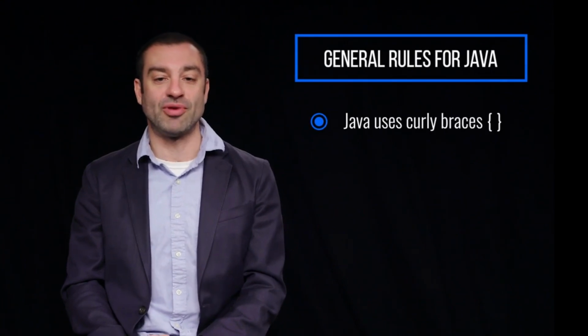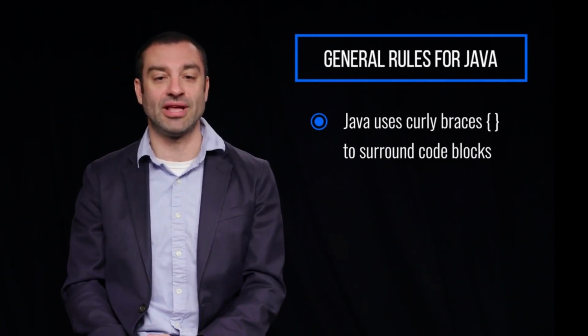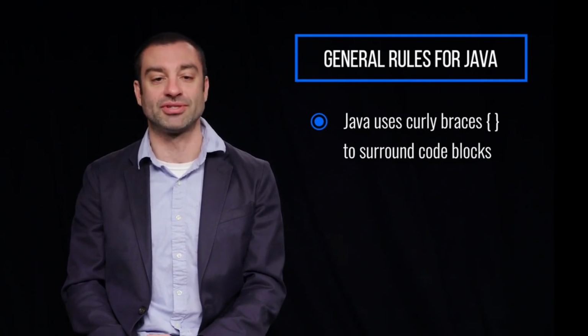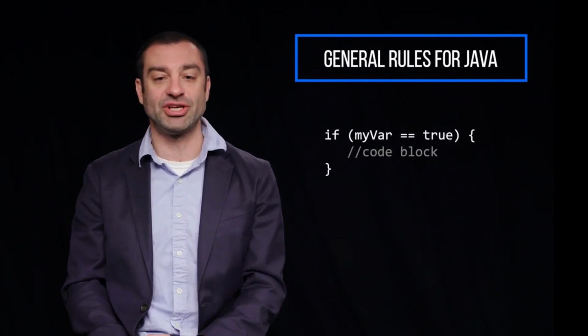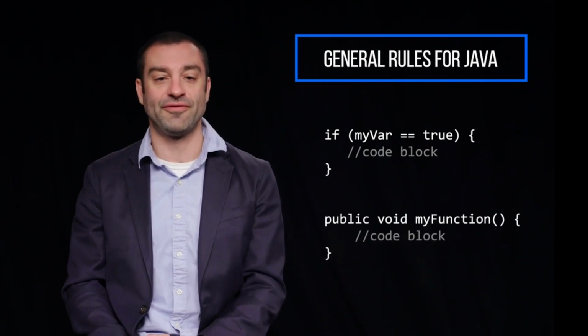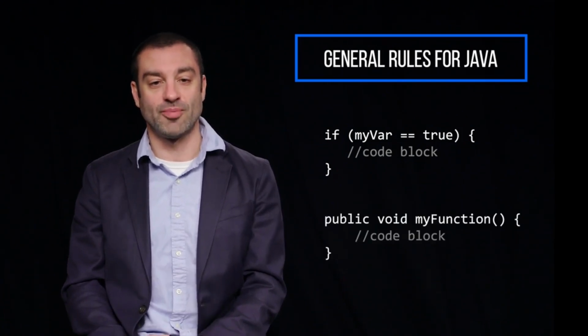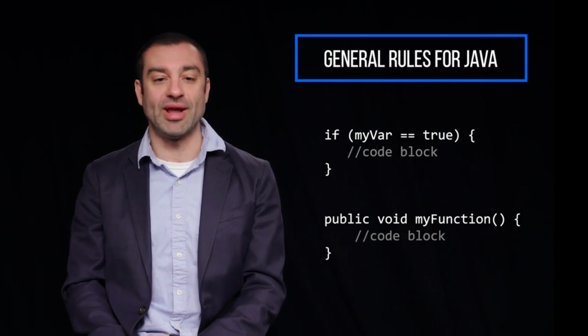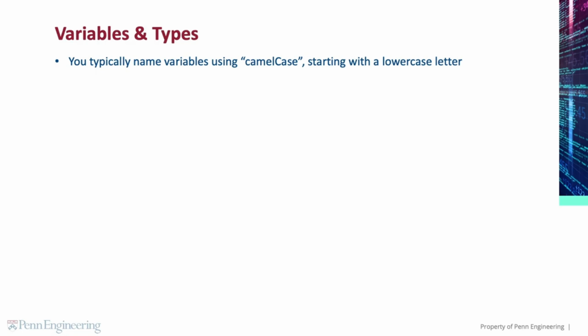Java uses curly braces to surround code blocks, unlike Python, which uses a colon and indentation to indicate code blocks. For example, here's a conditional, and here's a function. For purposes of style, an opening brace should go at the end of a line, not on a line by itself. You typically name variables using camel case, starting with a lowercase letter. Again, camel case means each word in the middle of the phrase begins with a capital letter.